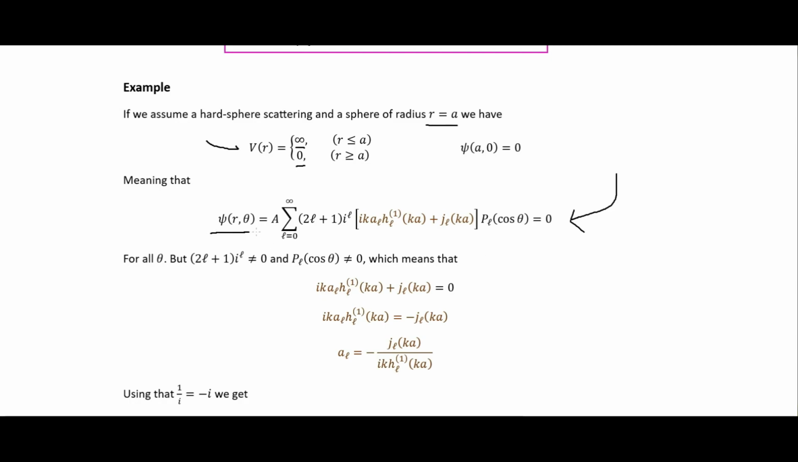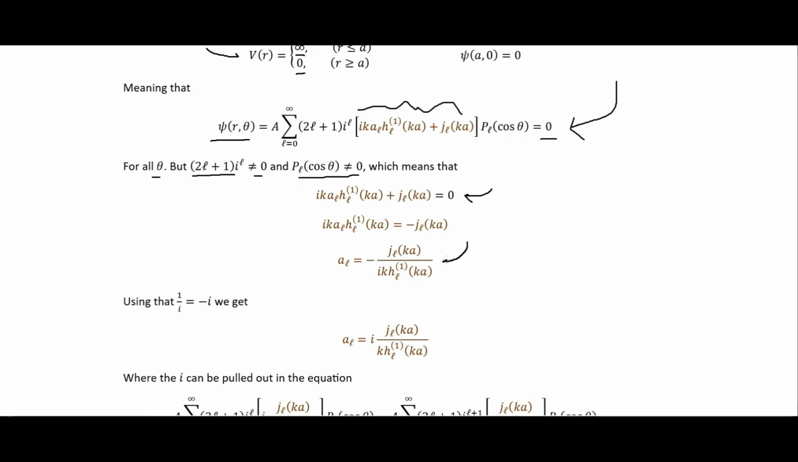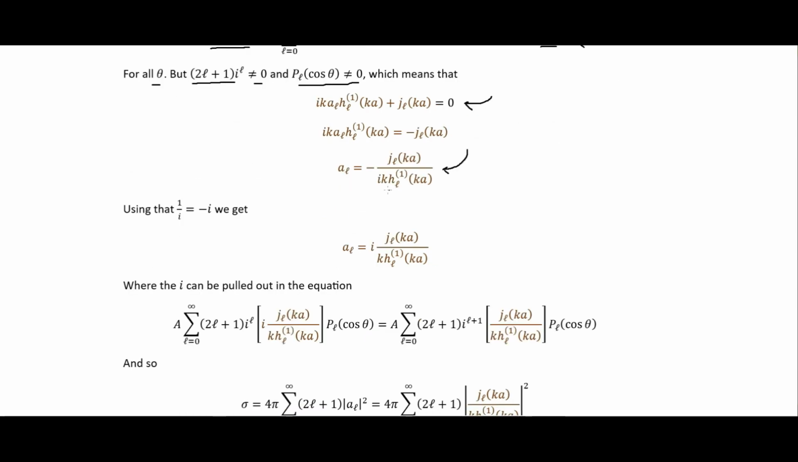So our wave function will be equal to 0 inside the potential for all of theta, so for any angle around it. But our 2L plus 1 times this i to the L power is not equal to 0, and our Legendre polynomials are not 0, so that means that what I have here in brown inside these brackets has to be equal to 0. So we end up with this, we do some rearranging, and we have our A sub L here, which is our partial wave amplitude. So we get this i out of the denominator here.